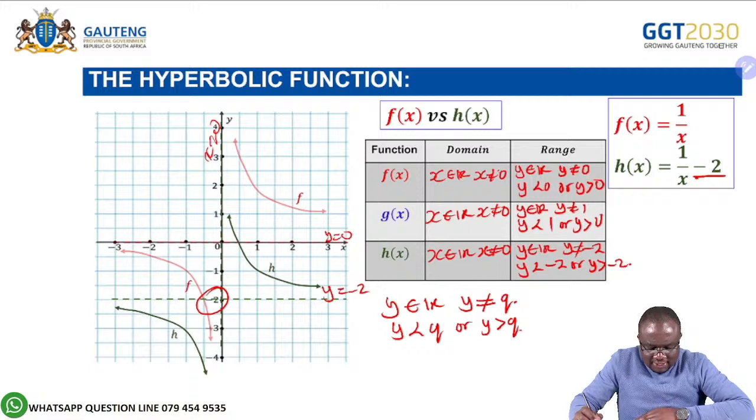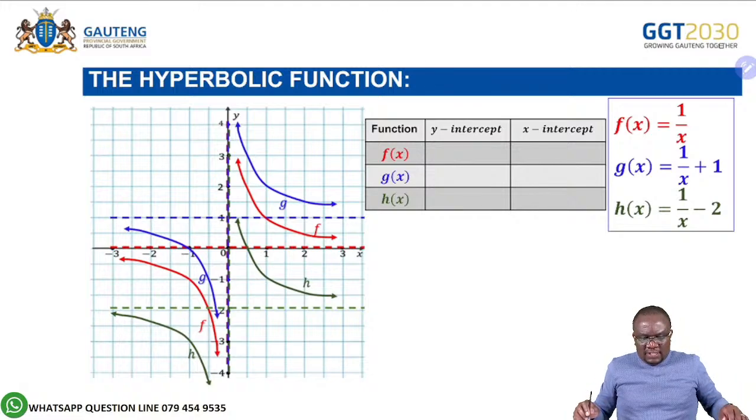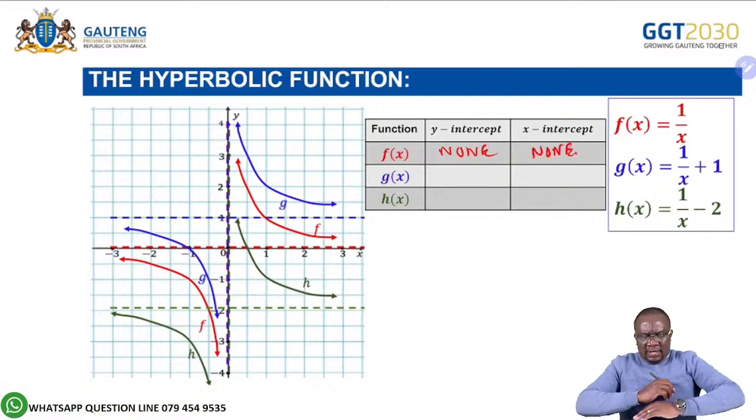Right. Welcome back. I really hope you managed to write your short notes there. Let's move on to the next feature, which are the y-intercept and the x-intercept. Does the red graph cut the x-axis and the y-axis? No. So here we say there are no x-intercepts, no y-intercept. Let me just say none, then none. Okay, you can write that.